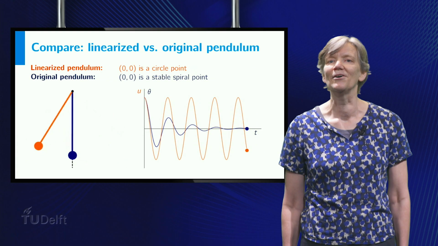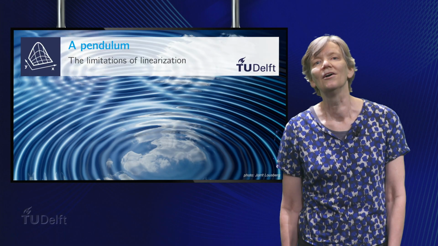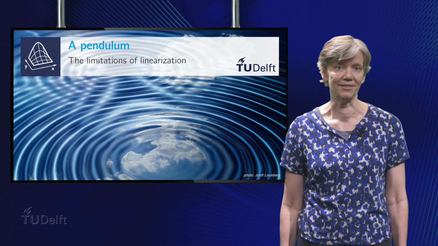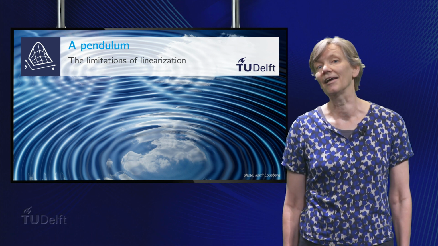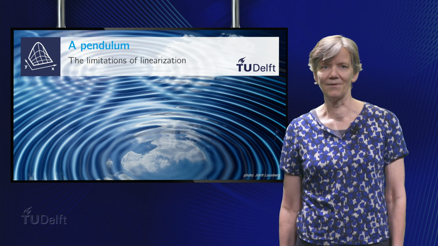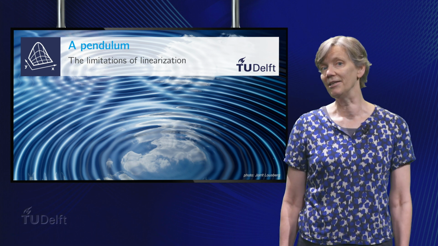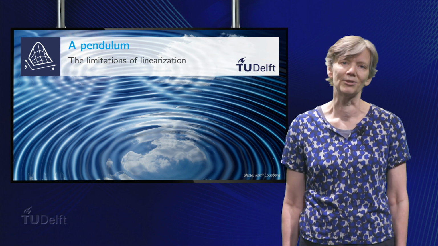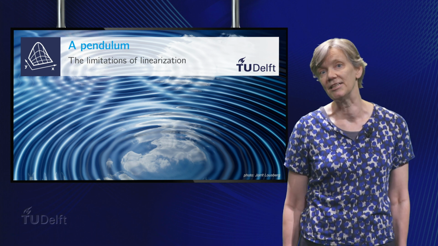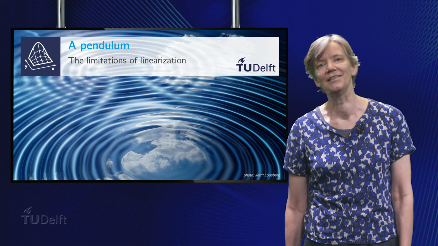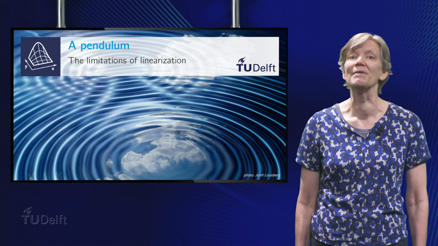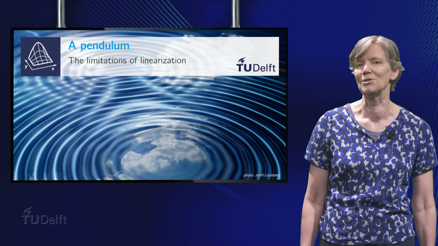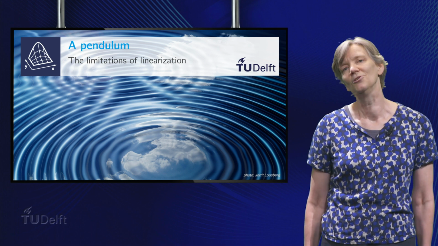In this video you have seen how well solutions of nonlinear differential equations can be approximated by linearization. You have to stay near the equilibrium point for a good resemblance. You have also seen that by linearizing a system you lose all quadratic and higher order effects, such as quadratic damping. As a result, an equilibrium point may change its type when you linearize a system, for example from a stable spiral point to a circle point.